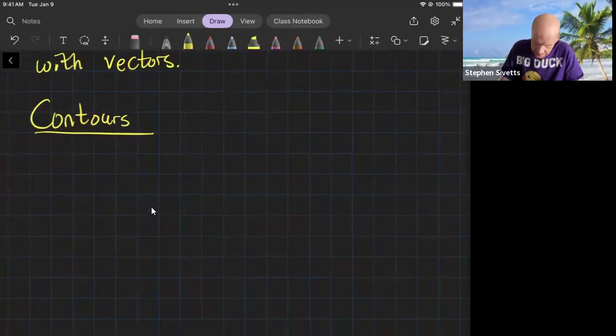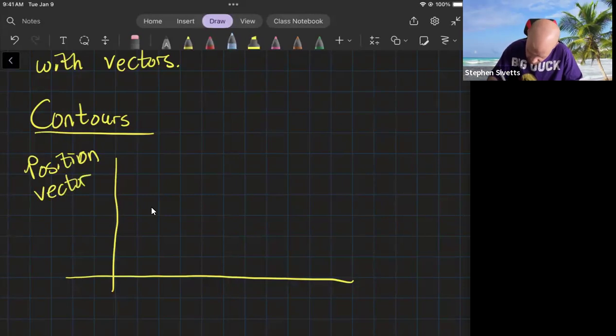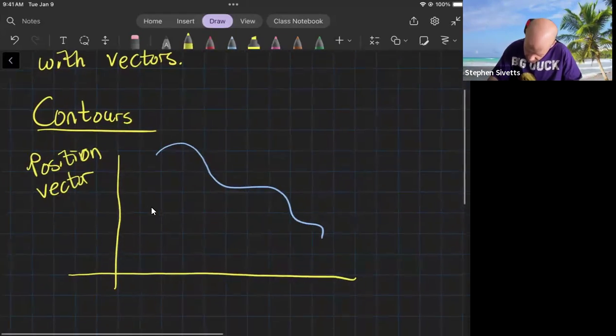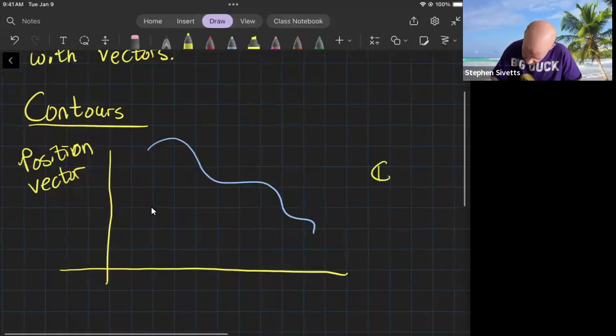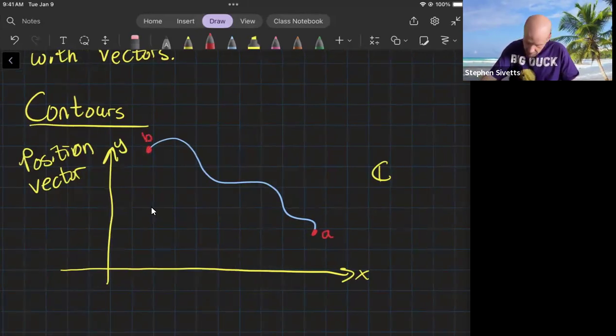So what is a position vector? Let's say this is a curve in the complex plane, okay? So this is my complex plane C, the real and imaginary components. And these are my starting point. So A is my starting point, and then B is my ending point.